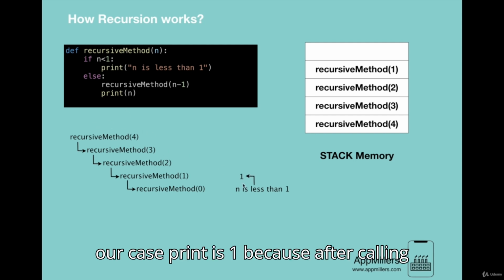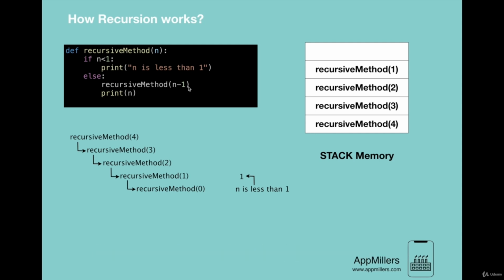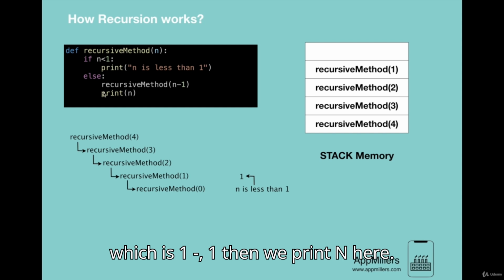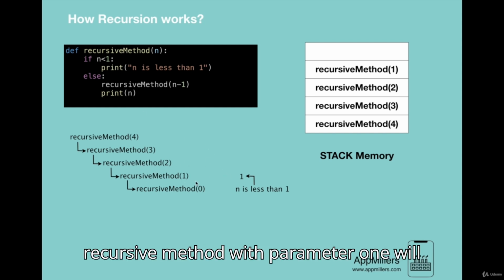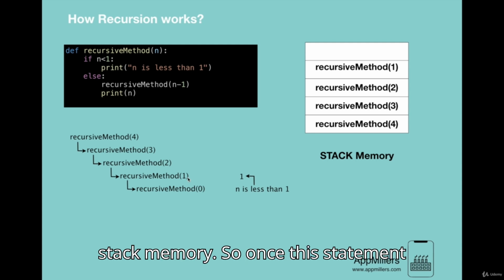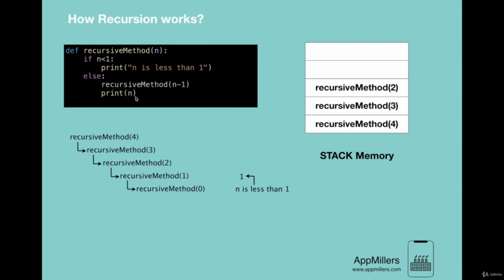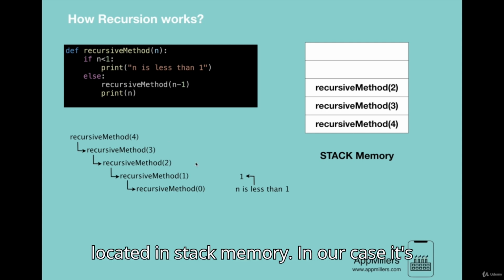In our case, the print is 1, because after calling the recursive method with parameter 0, which is 1 minus 1, we print n here. In our case, n is 1. So the output from the recursive method with parameter 1 will be 1. And after calling this method from the stack, it will be popped out from the stack memory. Once this statement is executed, the recursive method with parameter 1 is completed. So the system will go to the next method, which is located in stack memory.